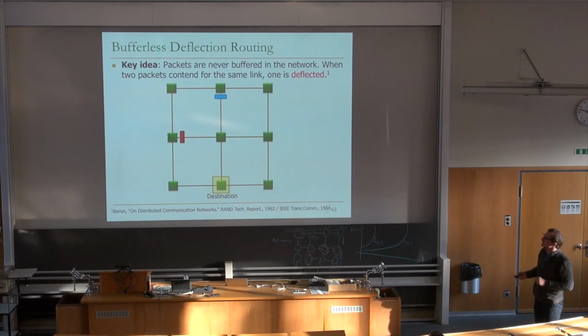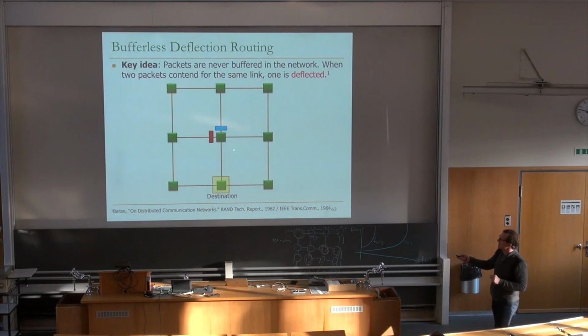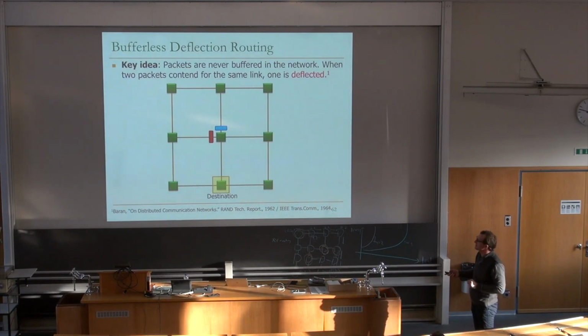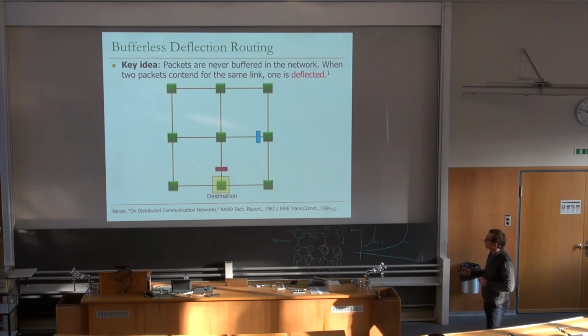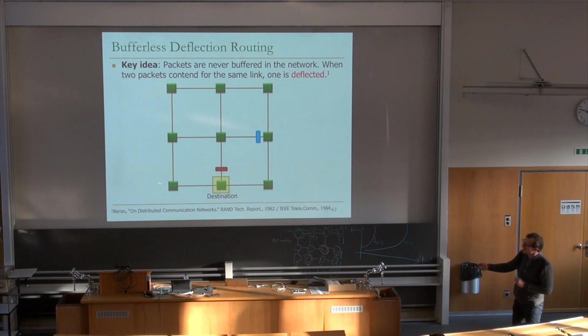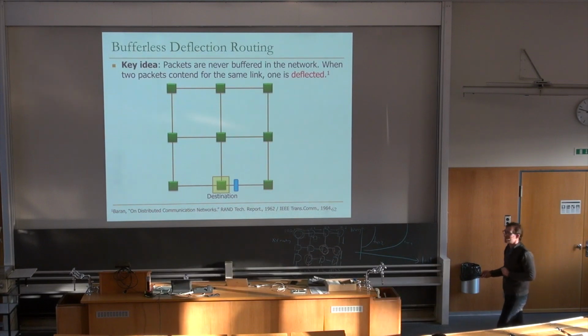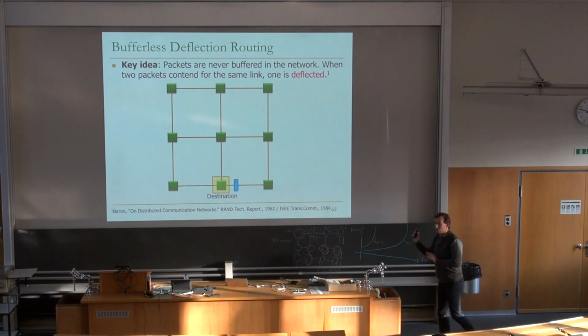When two packets want to go to the same destination and arrive at the same router, the router doesn't have buffers. The router sends one to the destination, but sends the other one to a non-productive output port. So the blue one is basically taking the scenic route, if you will. It's taking the longer route, but eventually it's reaching its destination. So we're going to revisit this.